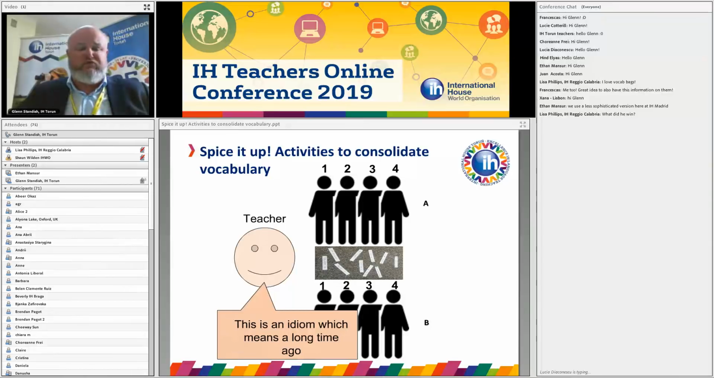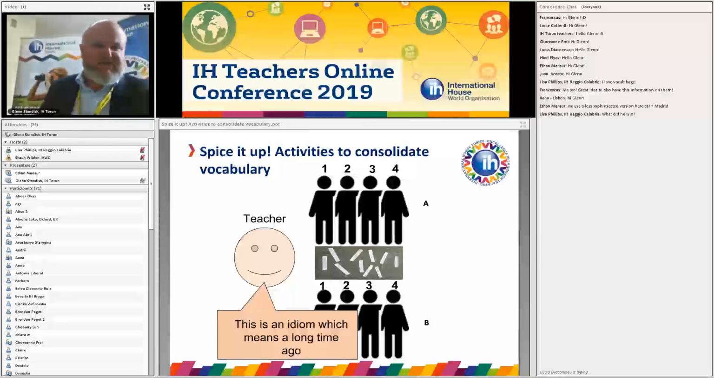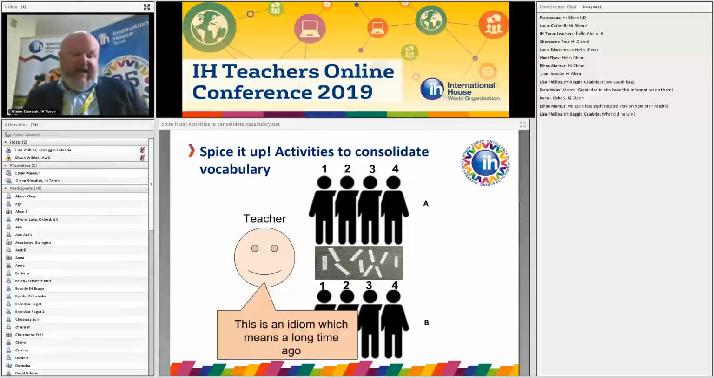This is an idiom, which means a long time ago, and then you say, okay, number 2s, and the number 2s literally just launch themselves, or they can just stamp their feet or grab the word, and the student who manages to get the biggest part of the word wins. So literally grab the word. You can do it as a classic definition: it's an idiom which means a long time ago, so many moons ago, and they grab it. But it's important to say which student should get it, so number 2s, number 3s, and so forth.